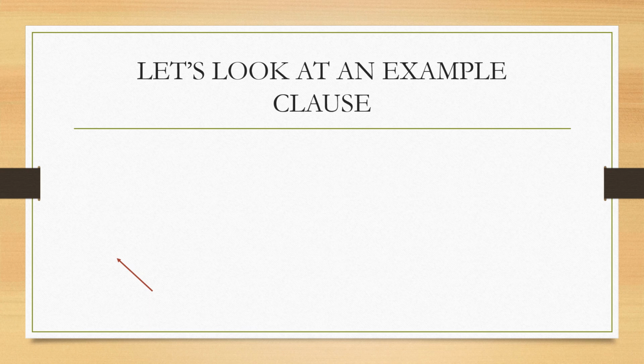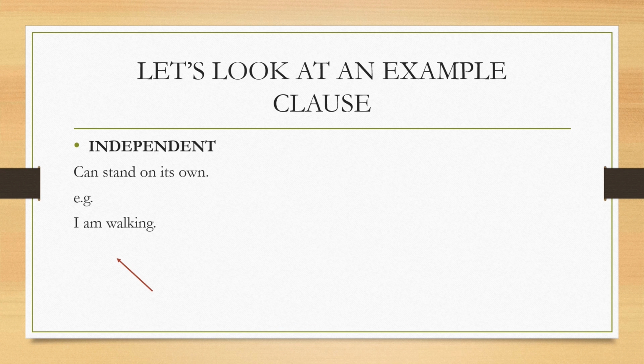Let's look at an example of a clause. So remember we said a clause has both a subject and a verb, okay? But then we've got two different kinds of clauses. Can you tell me what they are? We have an independent clause. It can stand completely on its own. For example, I am walking. Look over here, we've got our subject and our verb, okay? There's no object. That's not relevant when we look at clauses. We just need a subject and a verb, okay?